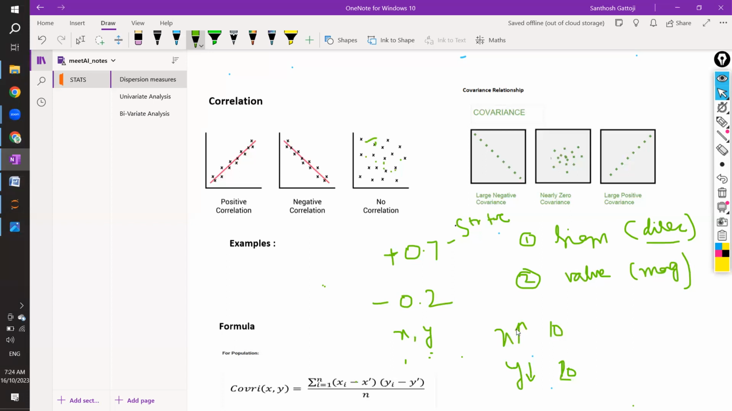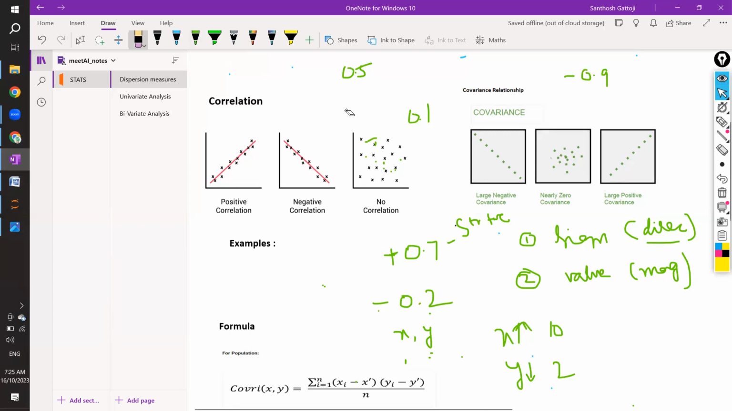But let's say x is increasing by 10 and y is decreasing by only 2, for example. If it is not equal, then you can say there is a negative correlation but not that great, fine. So that's why you should always look at both sign and magnitude. Just by seeing 0.5, okay, a decent positive correlation. -0.9, a very strong negative correlation. 0.1, almost no correlation, but you can consider it a very minute positive correlation.